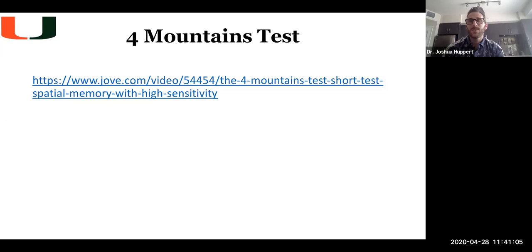But what I find particularly interesting is that it's one of very few ways that we can really look at the central vestibular system, in particular looking at this very complex vestibular task of the brain to look at spatial memory. And it's something that we use all the time.